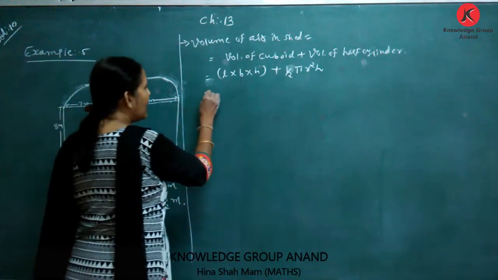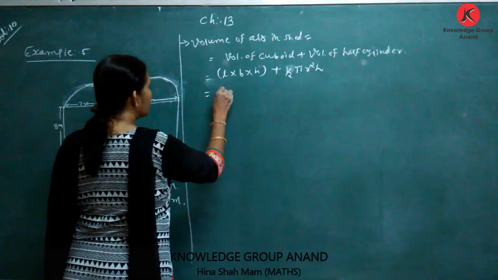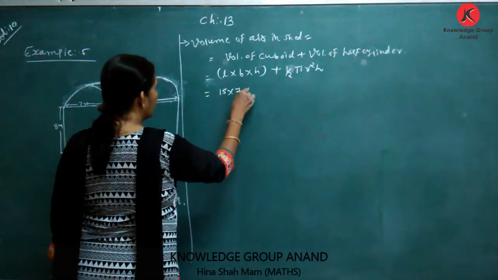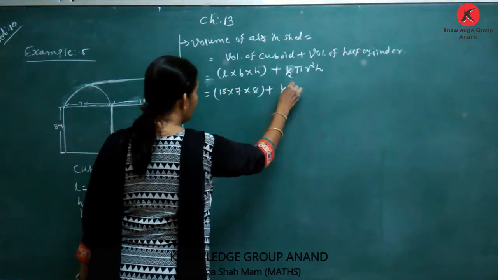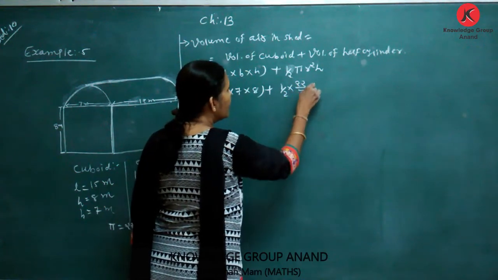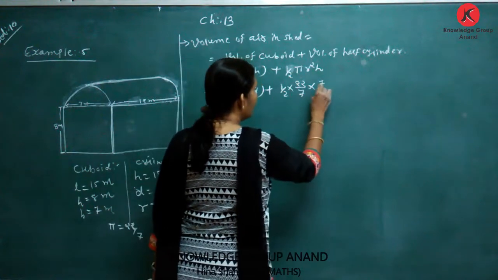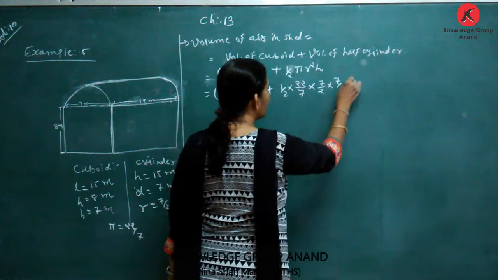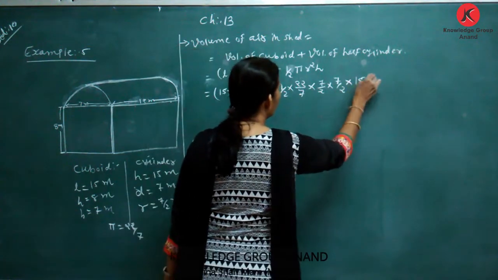Here, what is the value of L? L is equal to 15 into B 7 into height 8, plus 1/2 into pi, which is 22 by 7. R is equal to 7 by 2. Then we write r square is equal to 7 by 2 into 7 by 2 into H. H is equal to 15.